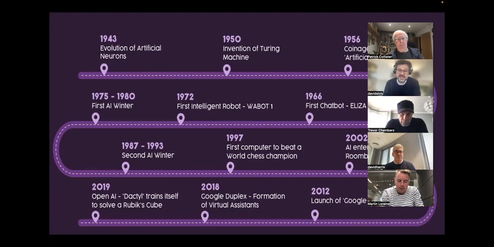Late 90s, we had a computer beat the world chess champion. I remember that historic moment, Big Blue. 2002, AI encounters the Roomba vacuum cleaner. Then in 2019, OpenAI solved a Rubik's Cube, and it's worth Googling this to watch, with a single hand robot that could read the Rubik's Cube and solve it. It's a wonderful little video. And then really, Google came along in 2012, and it sort of accelerated there.